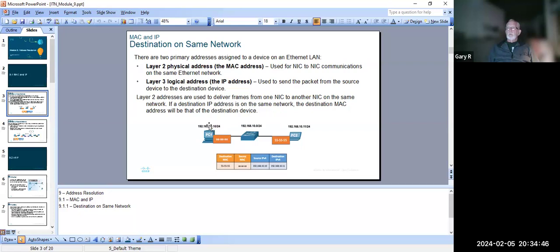Well, going from here to here, we're going to use a frame, and in the front of the frame is the MAC address. So how do we learn what MAC address goes with this IP address? We're sending from here to here. We know our destination IP address is that, but how do we learn about the MAC address associated with that IP address? Well, it's done by way of something called ARP.